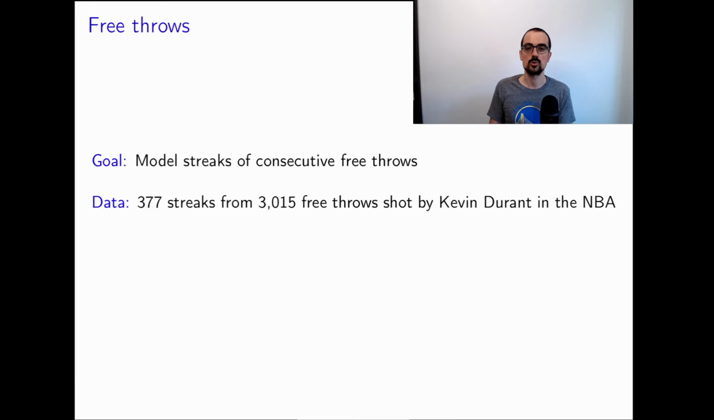Okay, so let's go back to this free throw data set where we're trying to model the length of streaks of free throws by Kevin Durant. So what's the probability that Kevin Durant makes 10 free throws in a row, or 5 free throws in a row, or 2 free throws in a row? Our data are 377 streaks from the first 3,000 free throws shot by Kevin Durant in the NBA. Our non-parametric model was just the empirical PMF of those data.